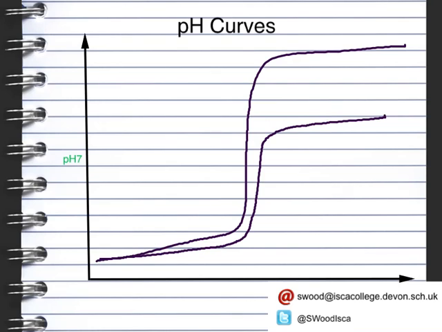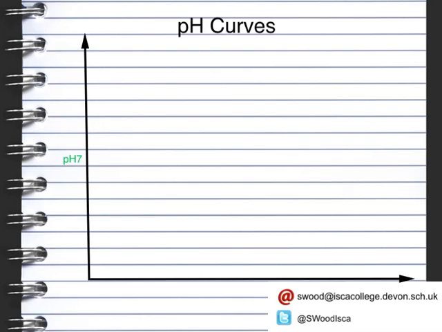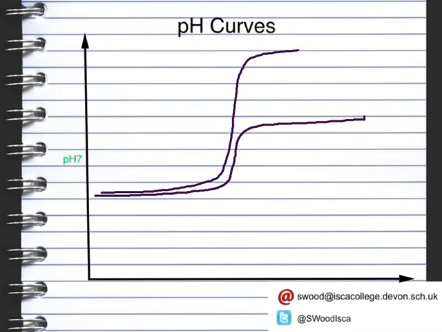So I'll delete these two and show weak acid with a weak alkali, and then a weak acid with a strong alkali.